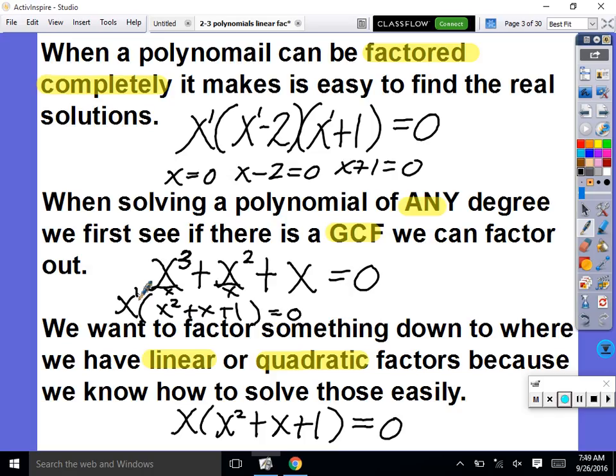Okay, so we want to factor something down to where we have either linear or quadratic factors because we know how to solve those easily. And guess what? That's going to be the theme of this whole unit. We're going to have all these different kinds of polynomials that we're solving, and our goal is always going to be to get it down to linear factors, degree 1, or quadratic factors, degree 2, because we can always solve those. Is everybody feeling good about that? Okay, sweet. All right, let's get to it then.